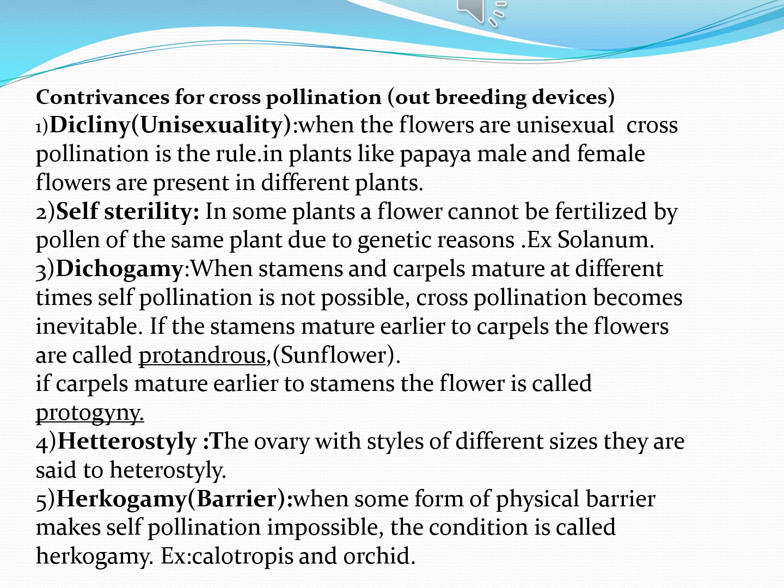Next one is heterostyly. Hetero means different, and style, as you know, is a part of the carpel. When a plant bears flowers with styles of different sizes, it may be short or longer than the height of the stamens. This prevents self pollination and offers cross pollination. The last one is herkogamy.